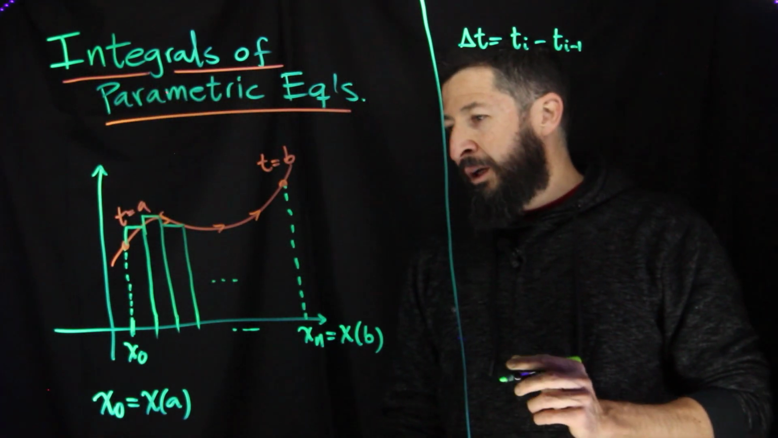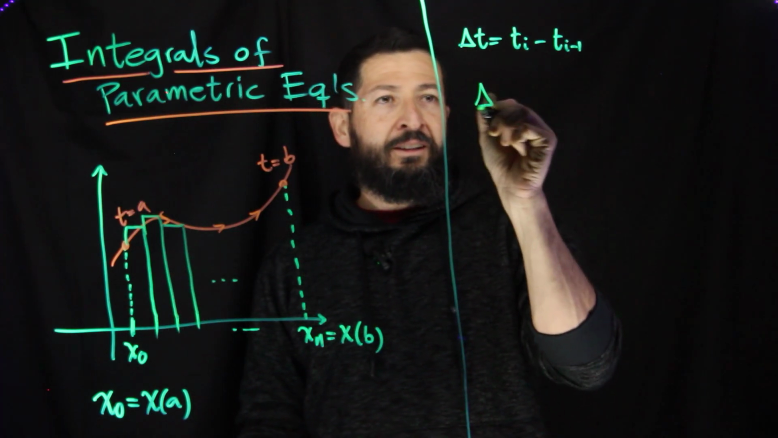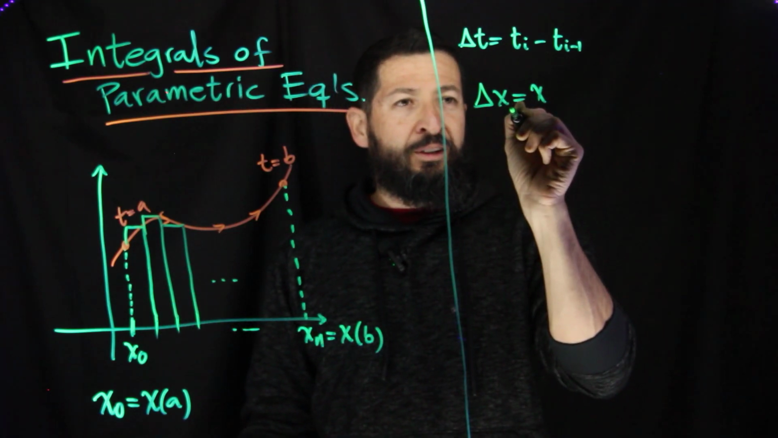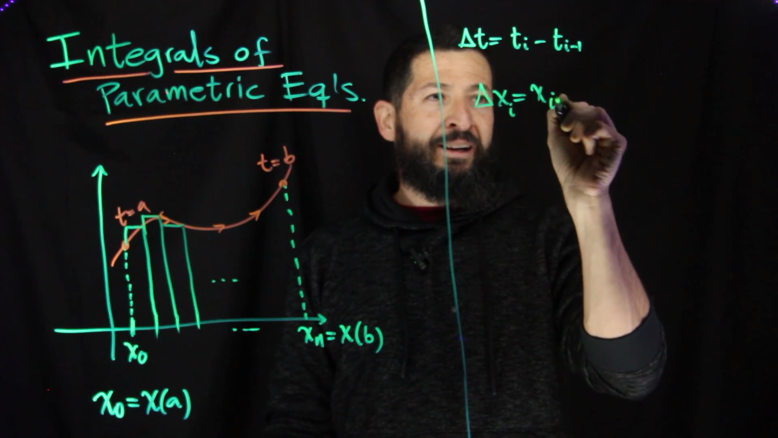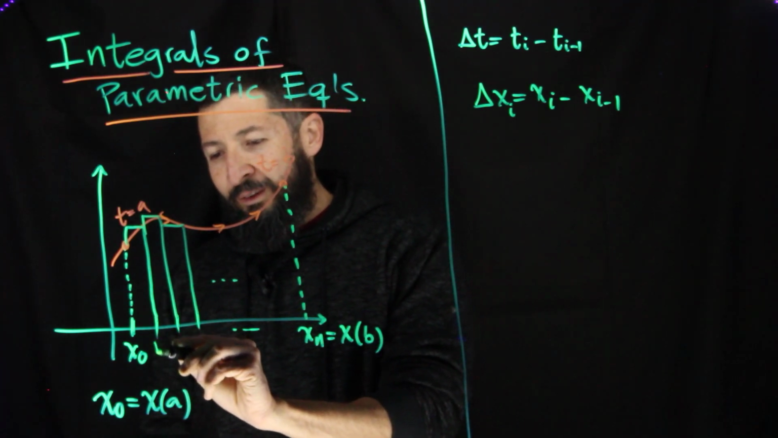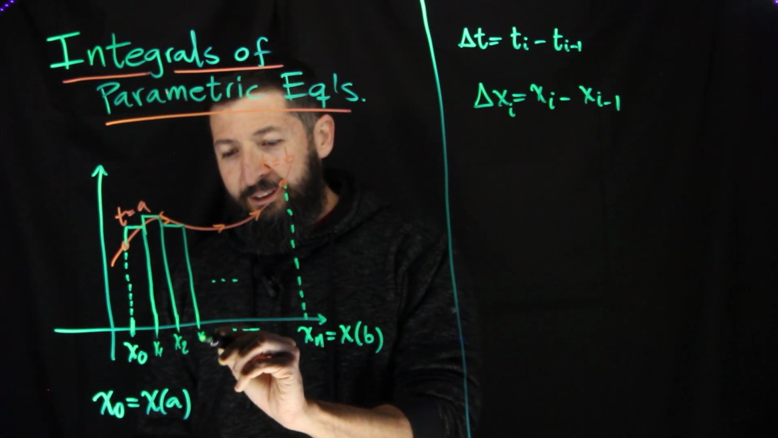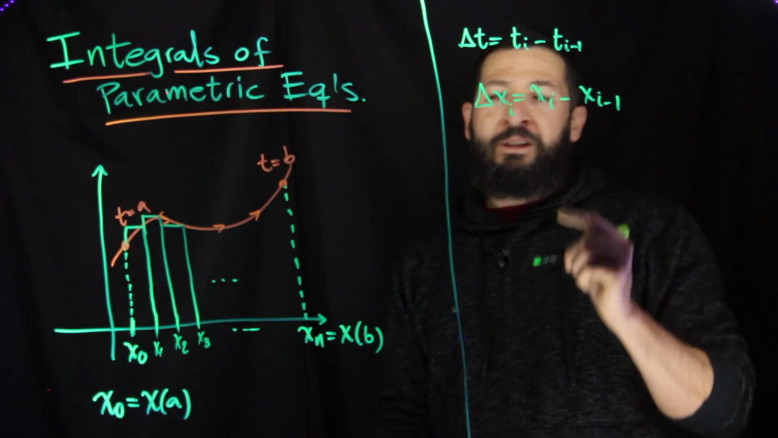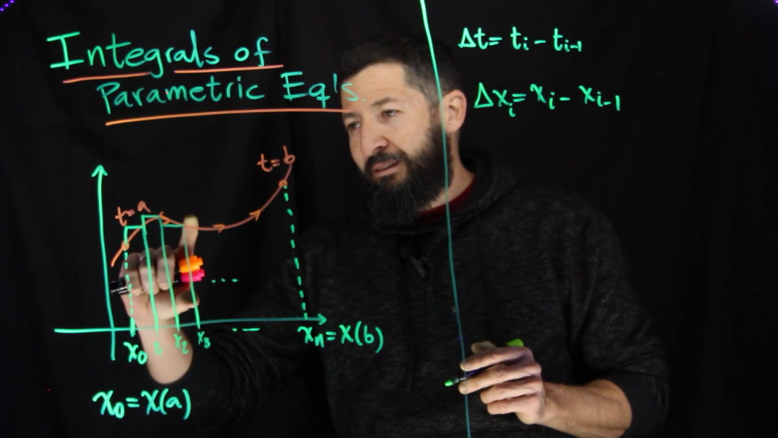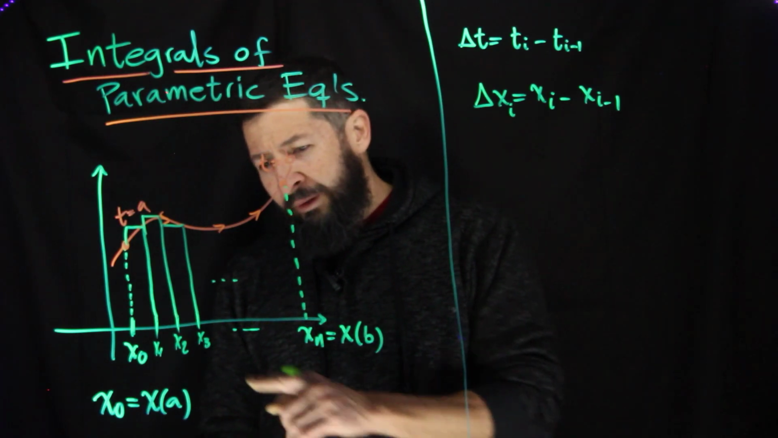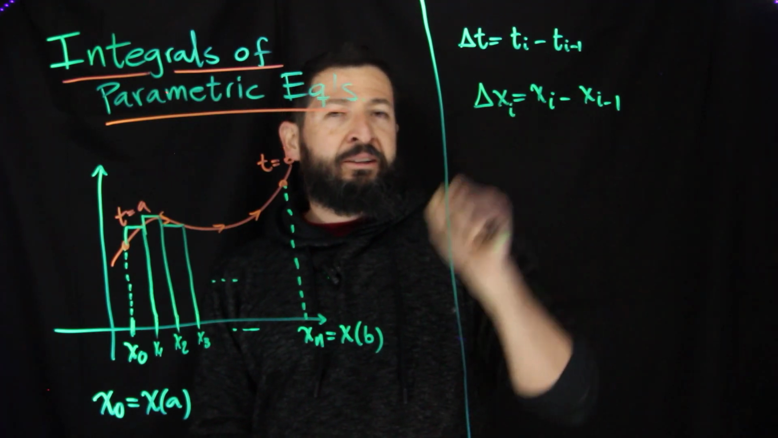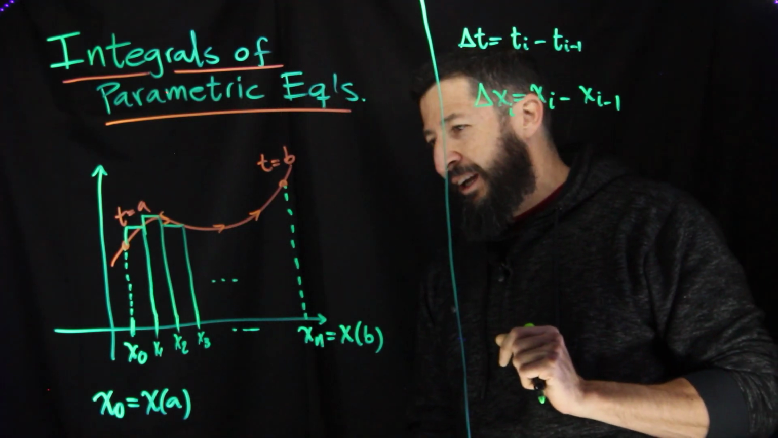So what would be this delta x? Delta xi is going to be xi minus xi minus 1. I'm going to be taking x1 here, for example, x2, x3. I'm computing area, so I need the width of a rectangle times the height. The width in this case would be x3 minus x2, just the width of that rectangle. In general, delta xi is xi minus xi minus 1.